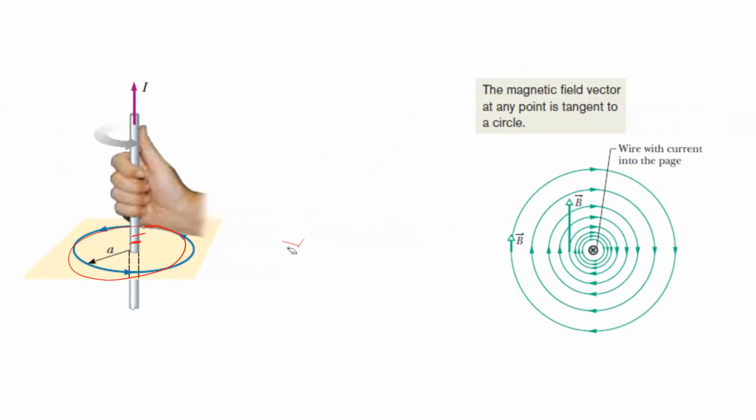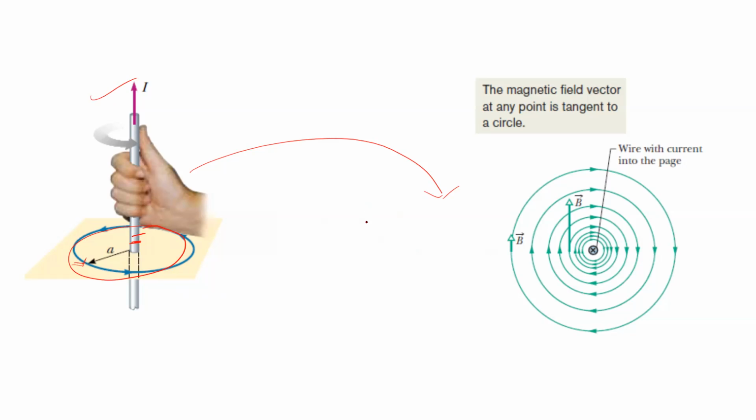Similarly, in the same figure I have drawn here, we can consider this cross symbol into the page. So this cross symbol is the wire with current into the page, and this one is out of the page. That is why the magnetic field direction we are getting is moving anti-clockwise.